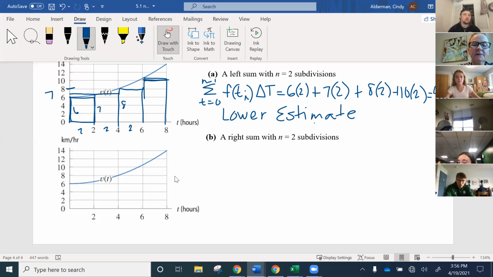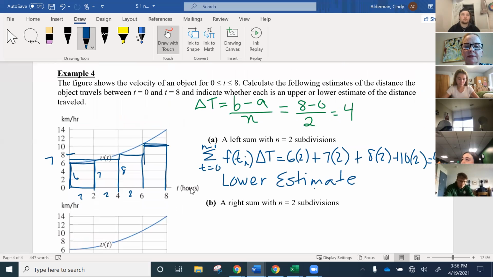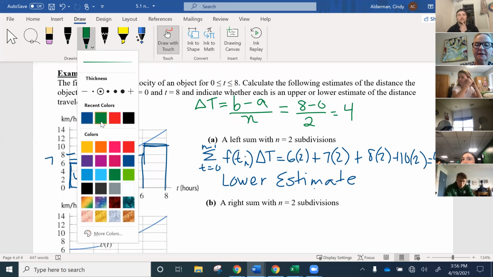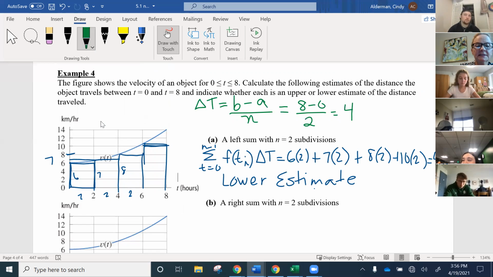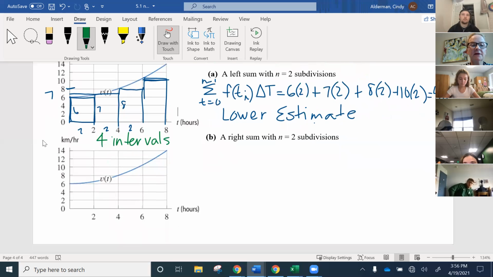Okay. So notice too, one other thing I wanted to tell you here, what we ended up with here is the change in t. So notice that there are 4 intervals. Right, that's where we're getting at. Same thing on the bottom one.